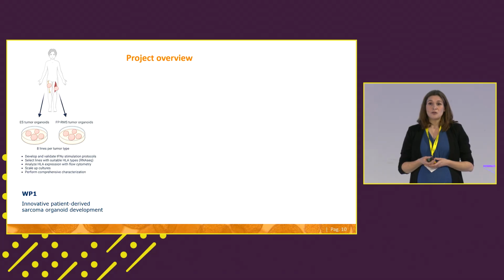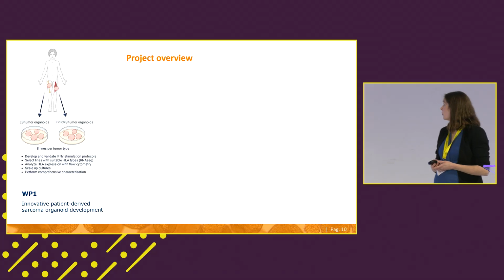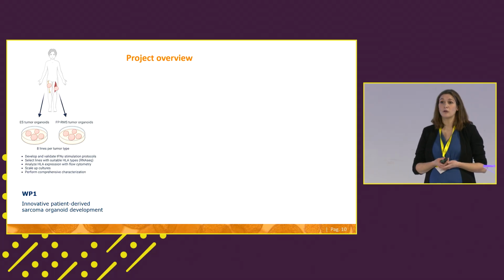So what does our demonstrator project look like? In work package 1, we are mainly working with the organoids. We are developing and also validating interferon gamma stimulation protocols because we know that this can help the tumors to express peptides on HLA molecules. We want to select lines that have HLA types that are quite common in the general population. And we then also analyze actual protein expression with flow cytometry.